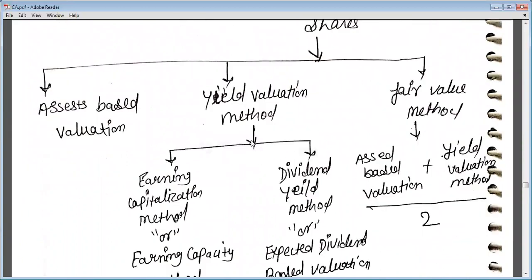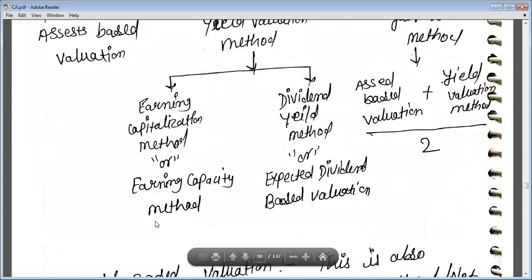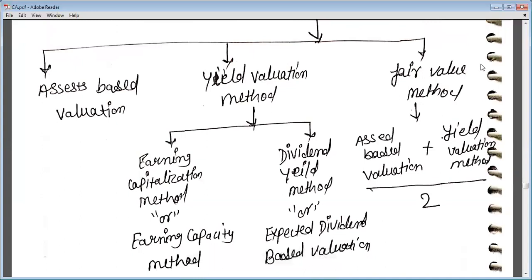In the yield method, there are two types of methods: earning capitalization method or earning capacity method, and dividend yield method or expected dividend based valuation. And the third method is fair value method. In the fair value method, we will add the value of shares calculated under assets-based valuation and yield valuation method, and divide the resultant amount by 2. So the formula of fair value method is assets-based valuation plus yield-based valuation divided by 2.